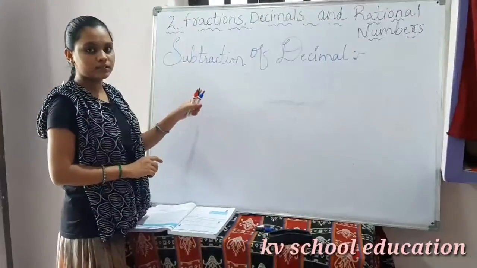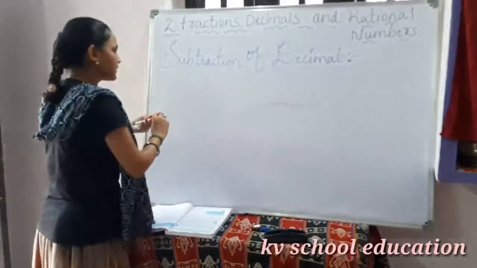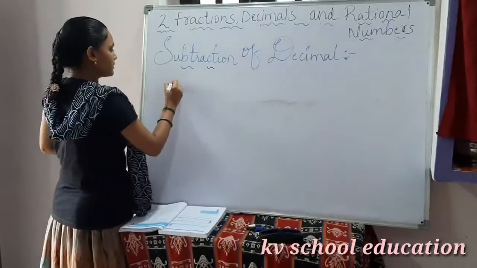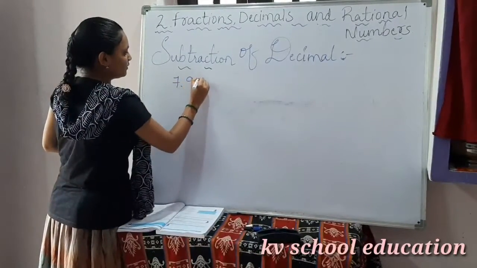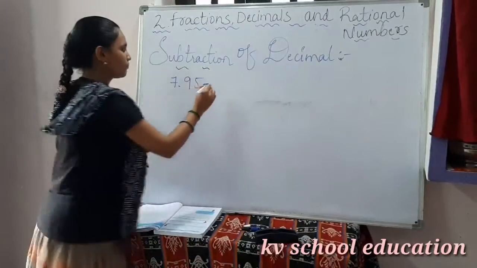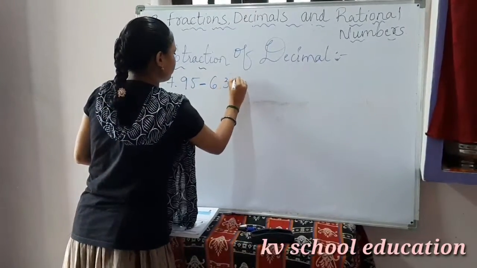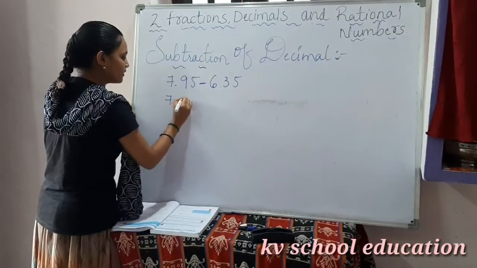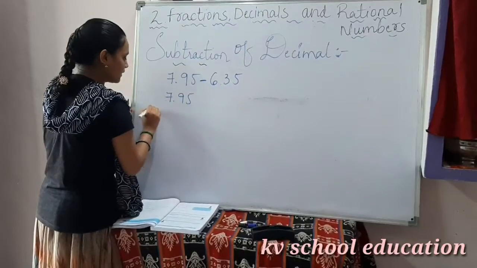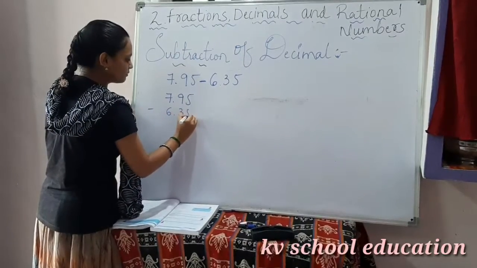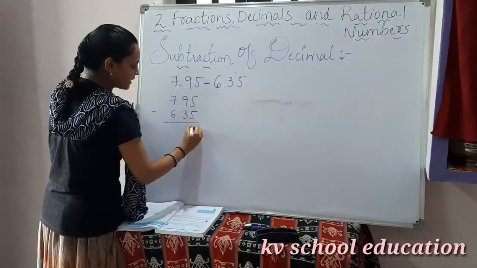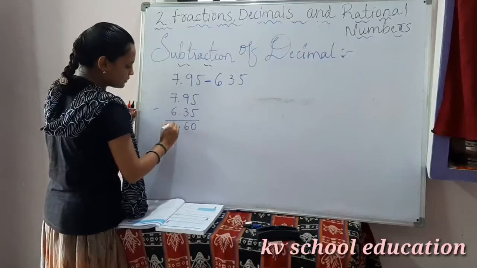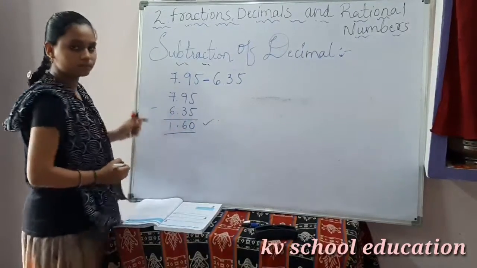Now the next topic is subtraction of decimals. This is the same as addition, but here we should subtract. For example, 7.95 minus 6.35. Here 5 minus 5 is 0, 9 minus 3 is 6, and 7 minus 6 is 1. So this is the answer.